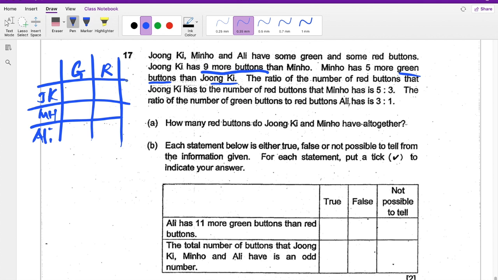Then here we can have the total. Here he said Junki has 9 more buttons than Minho. So this total here is 9 more than here, right? And Minho has 5 more green buttons than Junki, right? The ratio of the number of red buttons that Junki has to the number of red buttons that Minho has is 5 to 3. This one ratio is 5 to 3, right?